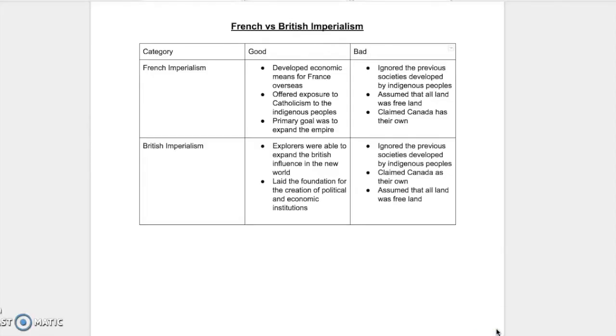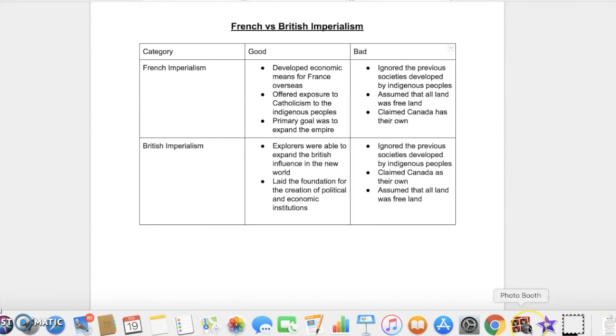When dealing with European imperialism, there are two perspectives that are most important to us. First is the French, and the second is the British. We need to look at these two perspectives in a good versus bad type of lens in social studies. I've created this short table to illustrate this.